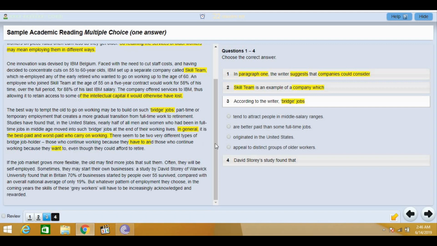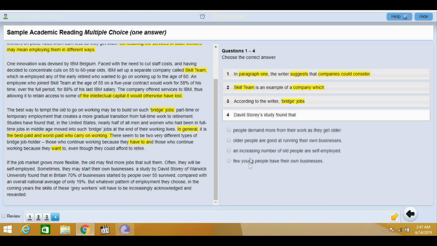Okay, and then we will compare. Tend to attract middle salary range. No, they are better paid than some. No, there is no such thing. Appeal to distinct groups of older people. Actually here distinct means a kind of different types, because there are two entities here.